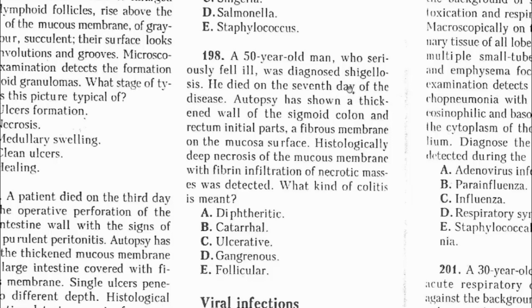He died on the 7th day of the disease. Autopsy has shown a thickened wall of the sigmoid colon and the rectum initial part, a fibrous membrane of the mucosal surface. Histologically, deep necrosis of the mucous membrane with fibrin infiltration of necrotic masses were detected. What kind of colitis is meant? Obviously, this is a fibrinoid necrosis, which could be Croup-Hous or diphtheric. But over here, our best answer should be what? Diphtheric. They didn't bring Croup-Hous to confuse us. Your answer is A.